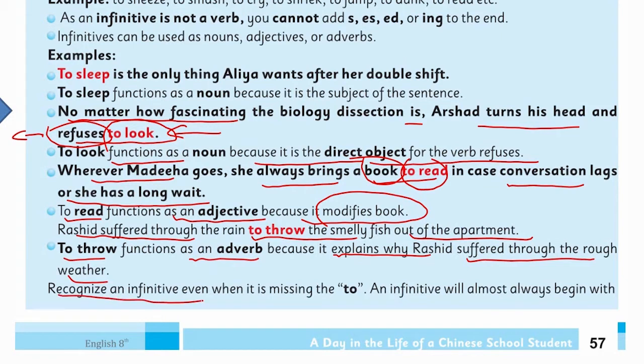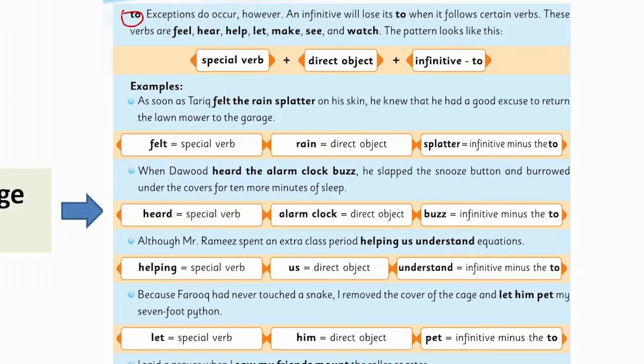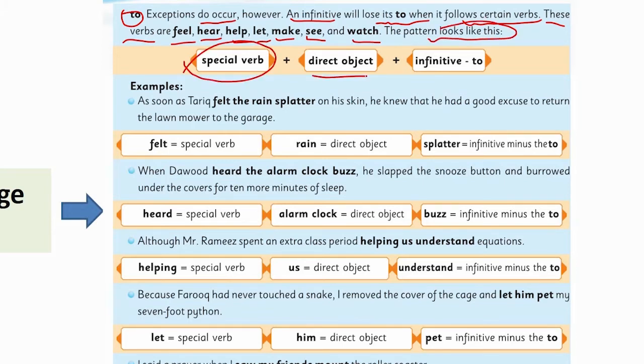Recognize an infinitive even when it is missing the to. An infinitive will almost always begin with to. Exceptions do occur, however. An infinitive will lose its to when it follows certain verbs. These verbs are feel, hear, help, let, make, see and watch. The pattern looks like this: special verb plus direct object plus infinitive.